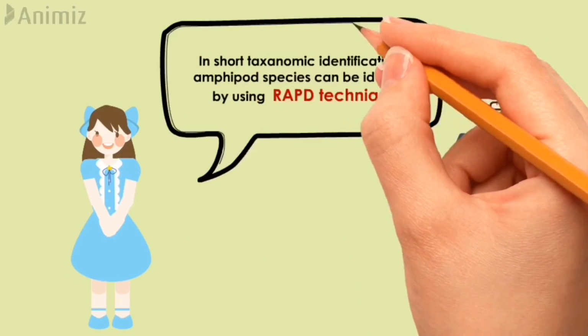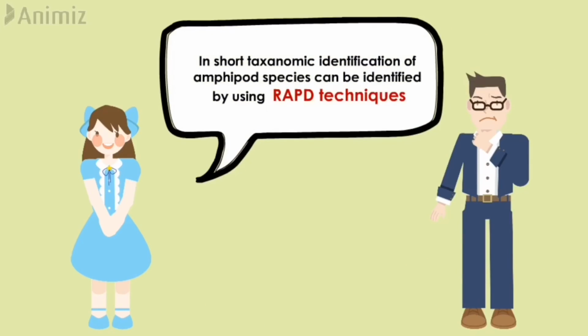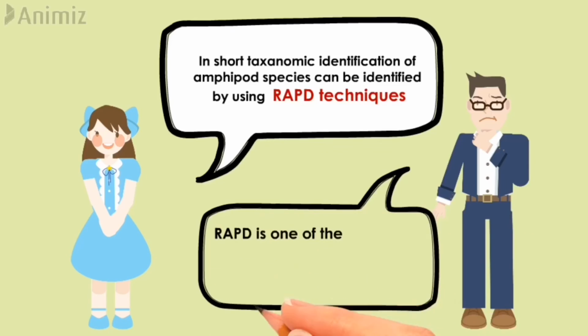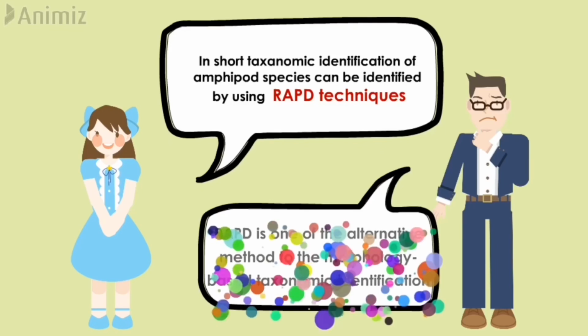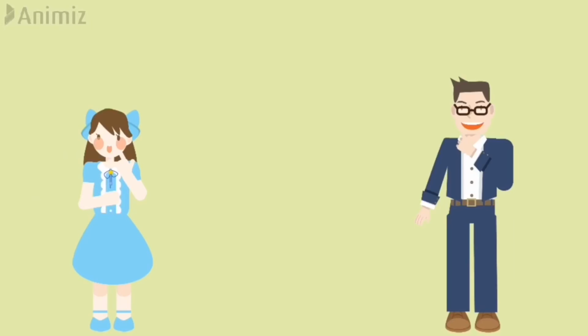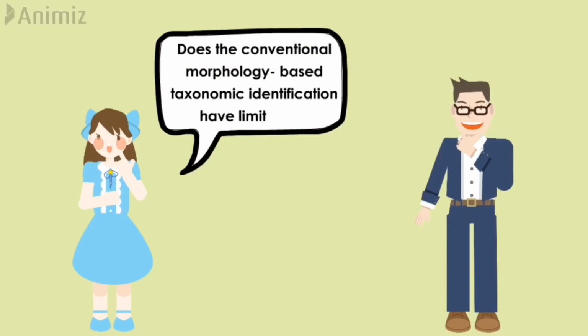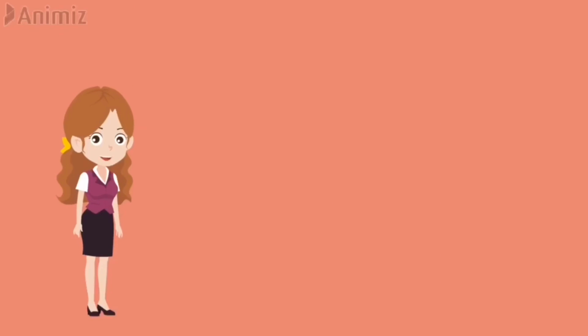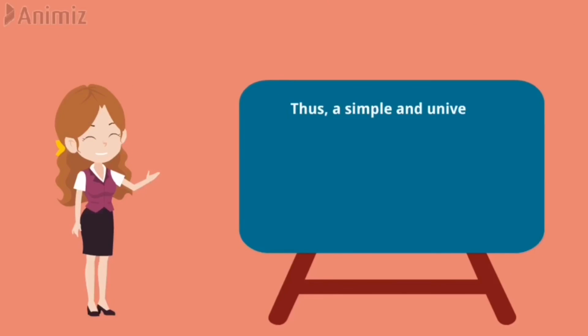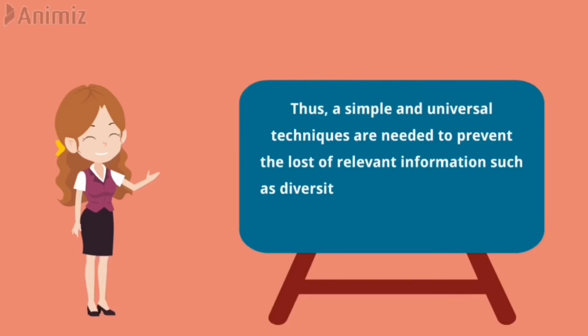In short, taxonomic identification of amphipod species can be done by using RAPD techniques, and it is an alternative method to morphology-based taxonomic identification. There are some limitations to the conventional method, which include that it may show intraspecific variation and it is quite difficult to observe, especially in the examination of few characters. Thus, a simple and universal technique such as RAPD is needed to prevent the loss of relevant information such as diversity, ecology, and distribution of Gammarus species.